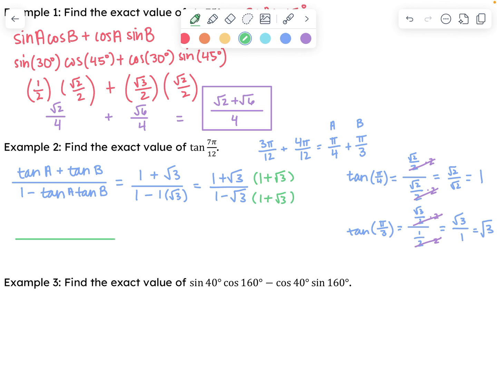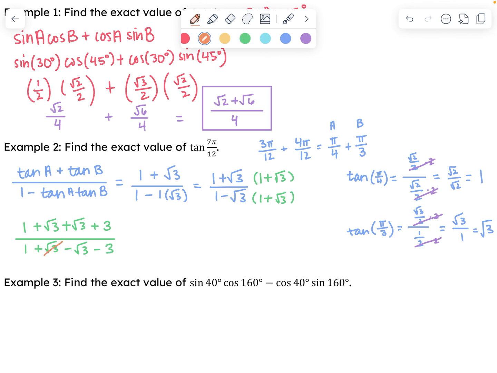So when I multiply it on the top, FOILing it out, first times first is 1, outside times outside is plus the square root of 3, inside times inside is another plus the square root of 3, and last times last, the square root of 3 times the square root of 3 is just 3. On the bottom, when I multiply it out, first times first is 1, outside times outside is plus the square root of 3, inside times inside is minus the square root of 3, and last times last, a negative square root of 3 times a positive square root of 3 is going to be minus 3.